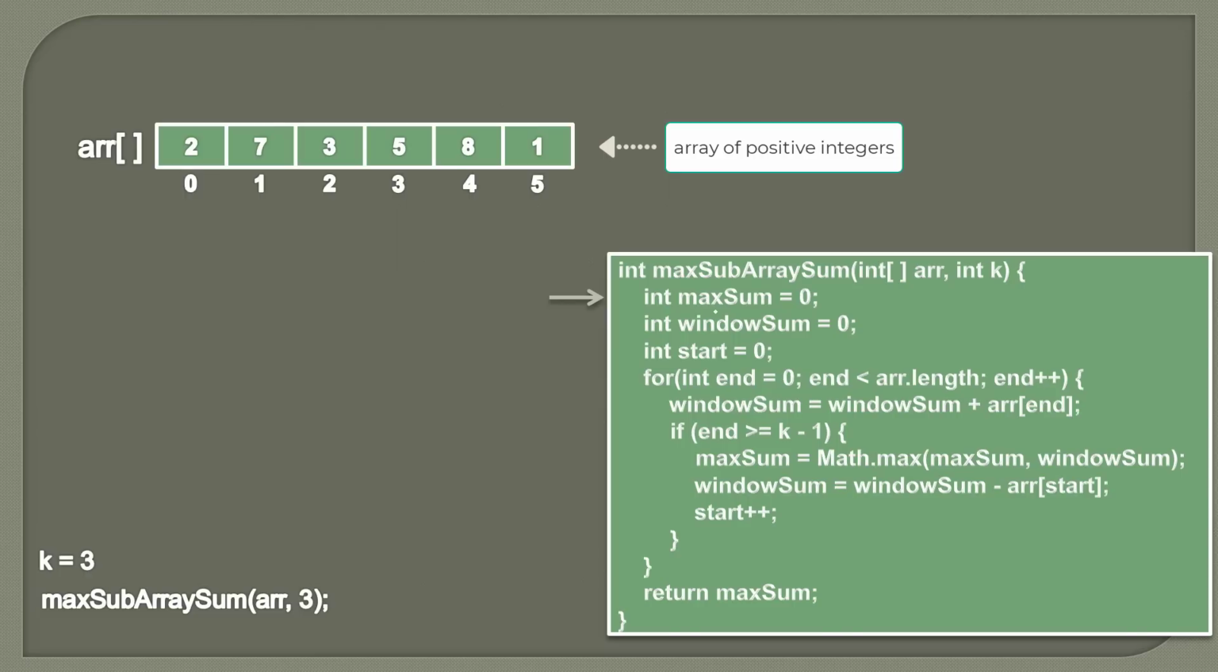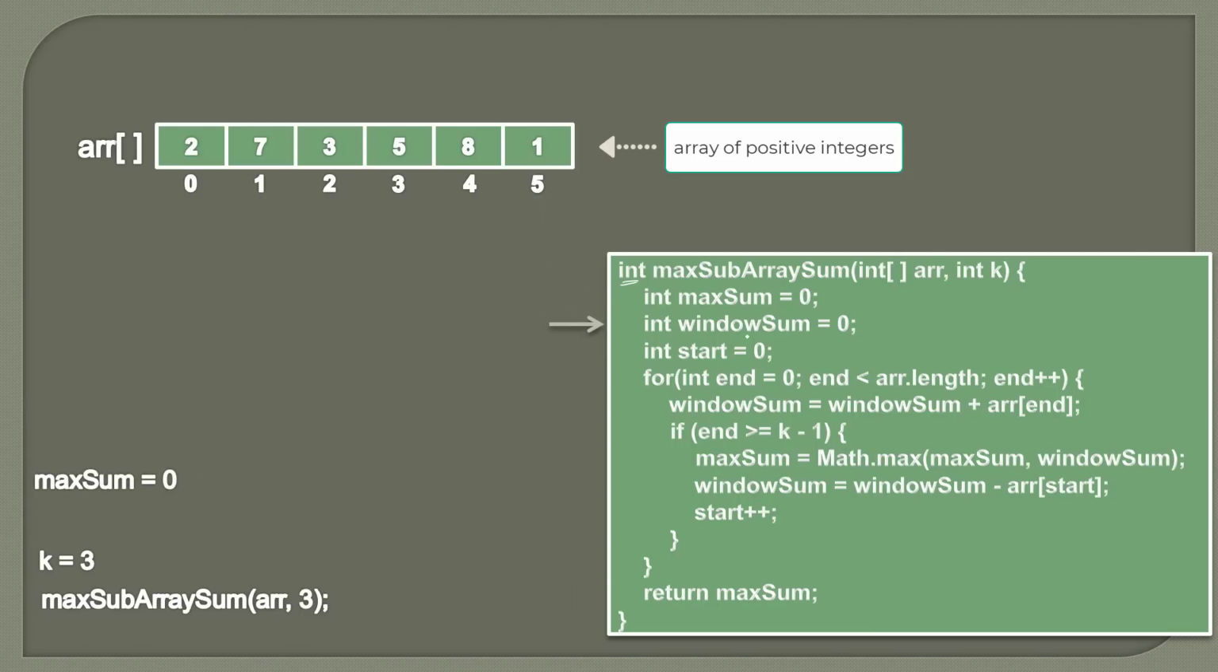As we want to evaluate the maximum sum in a subarray of size k, we create an integer variable maxSum, because we need to return an integer value from this method. So here at the end we will return the maxSum. We initialize the variable maxSum with 0.